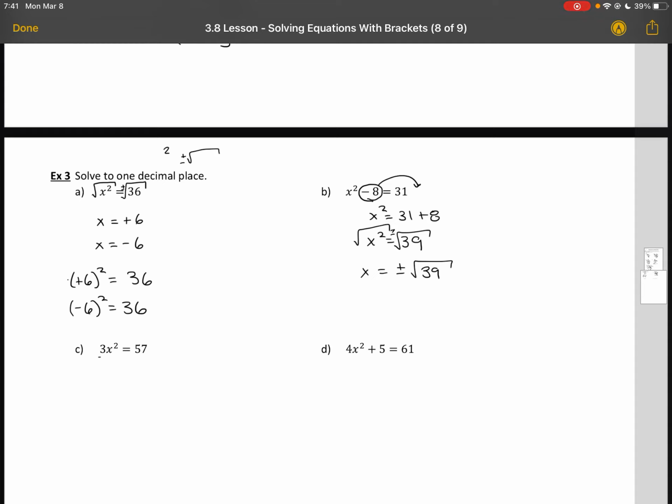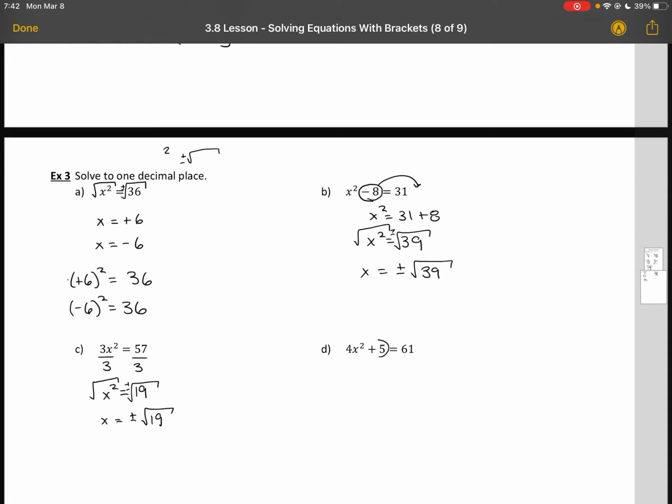Here, example C, the first thing that I need to do in order to get x squared by itself is divide both sides by 3. So here I've got x squared equals, let's see, 3 goes into 5 once. So I think I get 19. And then I'm going to take the square root of both sides. So then x equals plus or minus the root of 19. So you could change it into decimal or you can leave it as is.